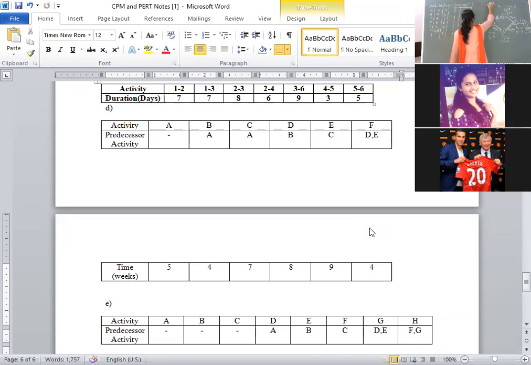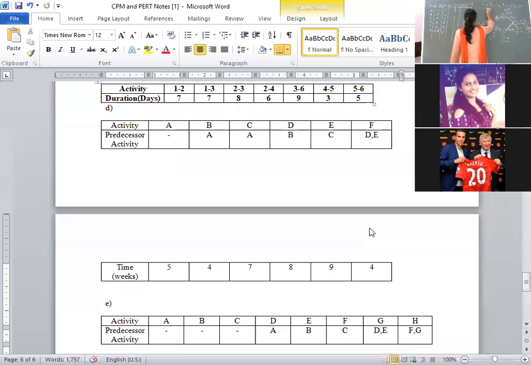1 to 2, what is the duration? It's 5 weeks. 2 to 4, what is the duration? 7 weeks. 4 to 5, what is the duration? 9 weeks. 5 to 6, what is the duration? 4. Here see, 9 plus 4, 13, 13 plus 7, 20, 20 plus 5, 25. The time duration to complete the project is 25 weeks.